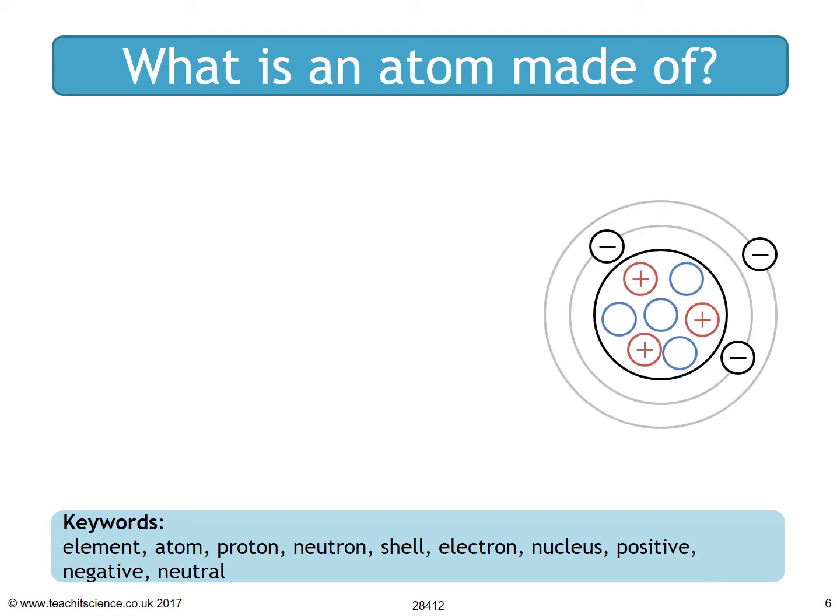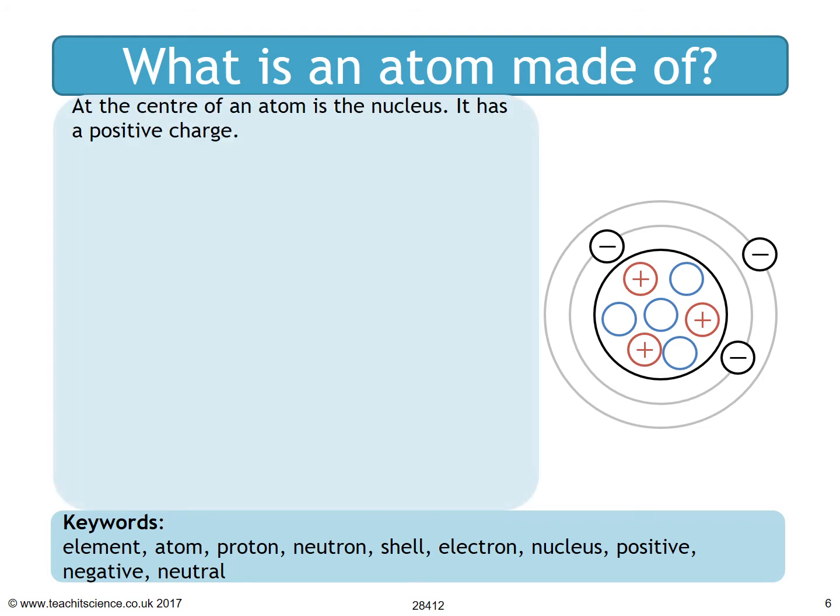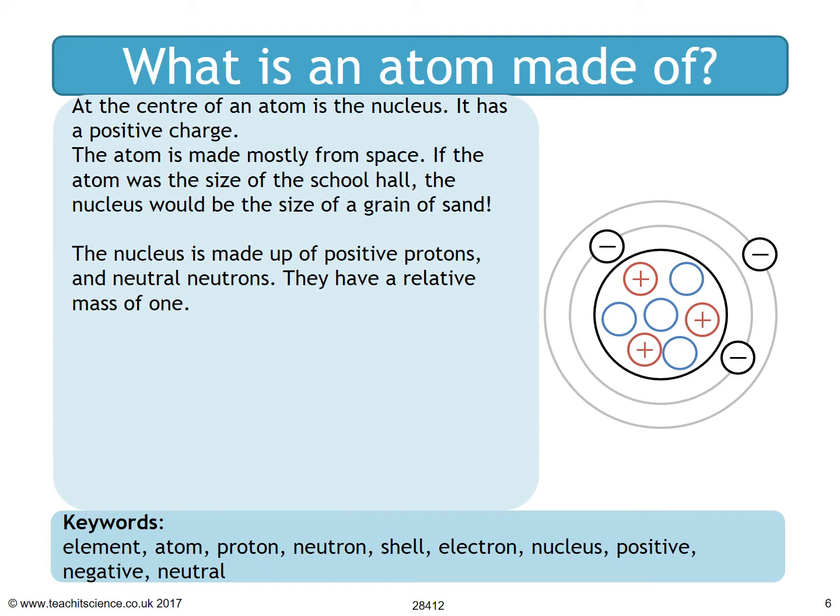Now that we understand what an atom is made of, let's look at what fits where in its structure. At the centre of the atom is the nucleus, which has a positive charge. The nucleus is made up of protons, which are positive, and neutrons, which have a 0 or neutral charge. They both have a relative mass of 1. And the atom itself is made up of mostly empty space. So, if an atom was the size of a school hall, then the nucleus would be the size of just a single grain of sand.